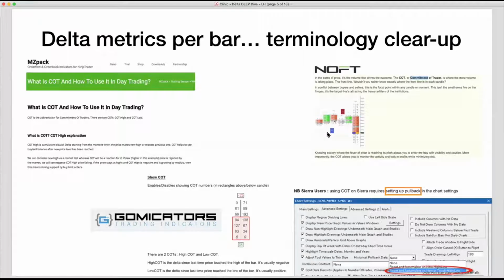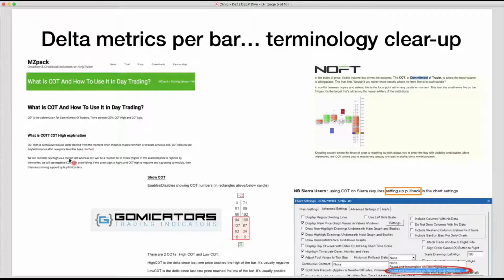Now, before we move on, I want to clear up some terminology. You have some order flow vendors that refer to COT, commitment of traders, and with Jeff using MZPAC, I know he's referred to COT as shorthand a few times, so I just want to be clear on what it is and how I'm going to refer to this concept. So MZPAC refer to COT as commitment of traders, and there are two of them, COT high and COT low.